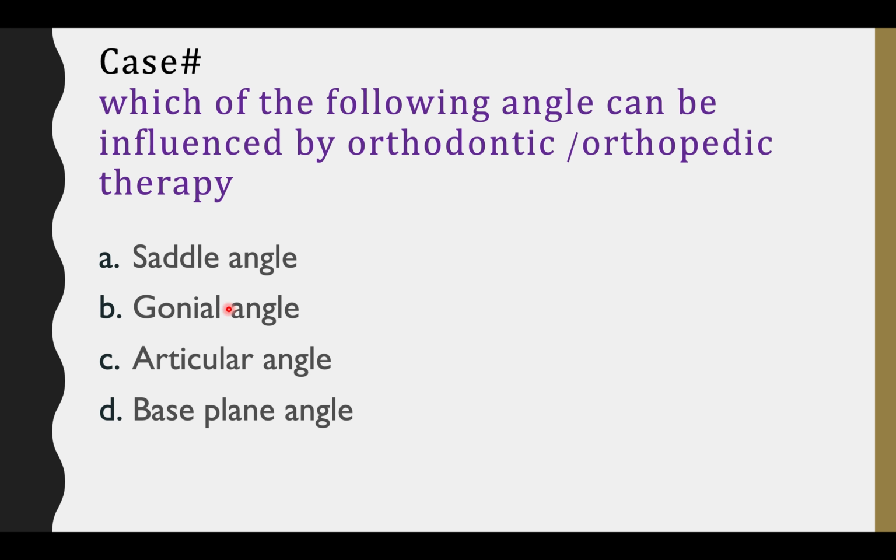If we see the gonial angle, gonion should change and menton should change, then only the angle between articular, gonion and menton can change. Whereas in the articular angle, because of the adaptation of the condyle, we can easily see the changes because of orthodontic or orthopedic therapy. So the answer is articular angle. Okay.